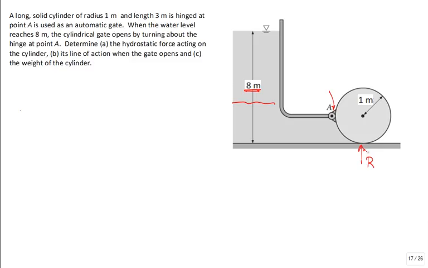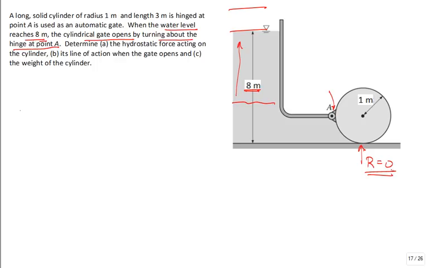But as the water level rises, what happens? That force goes to 0 when the water is at 8 meters. That's what they're saying. And now it'll pivot up and water will come out. Okay? So when the water level reaches 8 meters, the cylindrical gate opens by turning about the hinge at point A. That's another way of saying R goes to 0. The force on the bottom of the cylinder to hold it up goes to 0 at that point.